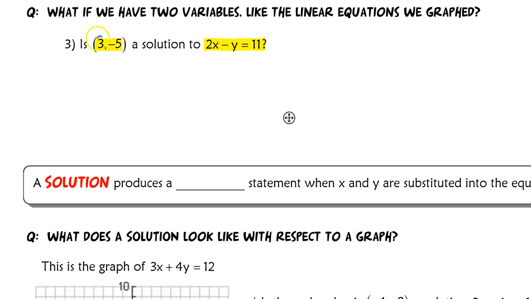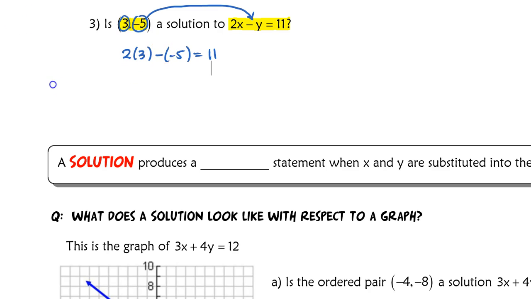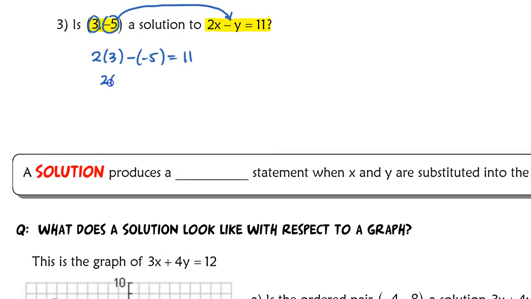We just plug in, I'm going to do 3 for the x here, so 2 times 3, and then minus, when I plug in y, this is negative 5, right? So I actually end up with a double negative. It's inside here. If I plug that in, I end up with that double negative, so I'm going to change that to positive. So I have 2 times 3 plus 5 equals 11.